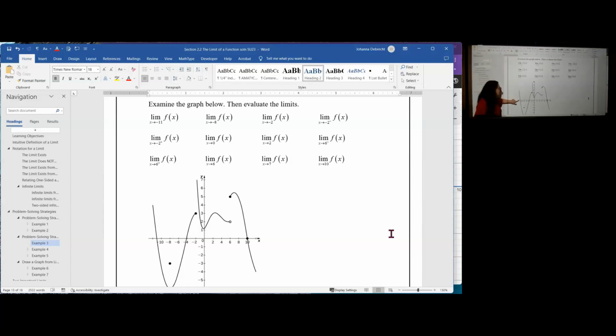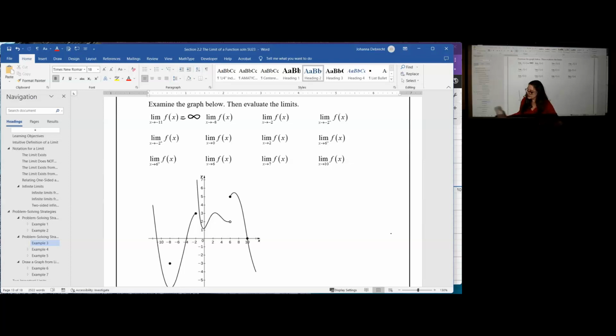What's happening to the function? From the right, it looks like it's going up forever. I can't even see it from the left. But if I'm basing this on it going up forever and ever, it looks like from both sides, it goes to infinity. Okay? So on this one, we would write that this equals infinity.